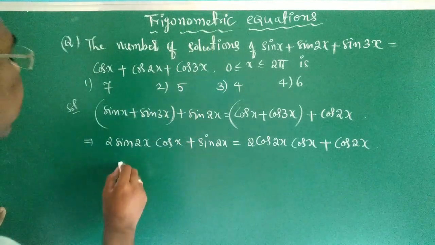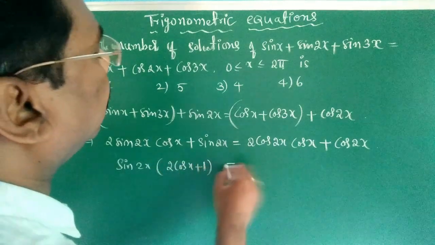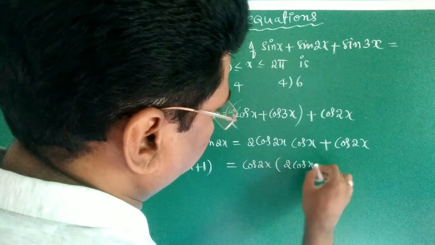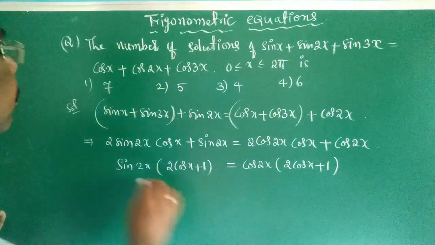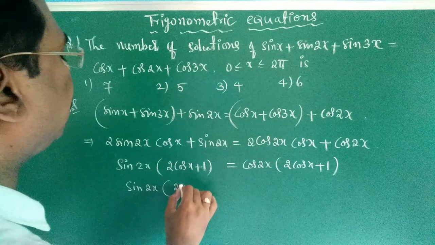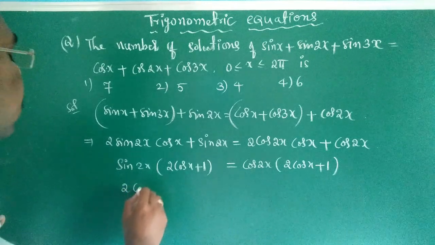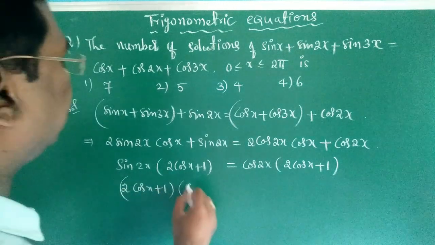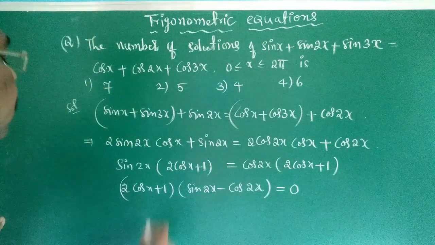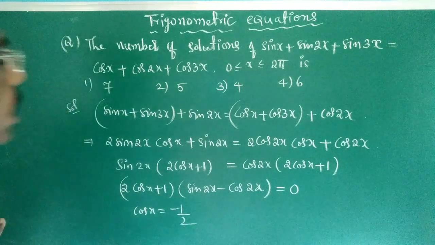Now here sin 2x is common: sin 2x (2 cos x + 1), and here also cos 2x is common: cos 2x (2 cos x + 1). Now 2 cos x + 1 is common. So sin 2x − cos 2x = 0 or cos x = −1/2.